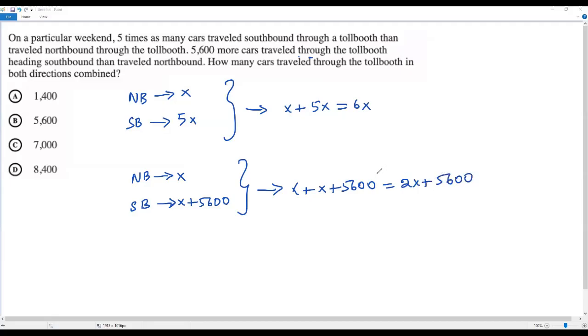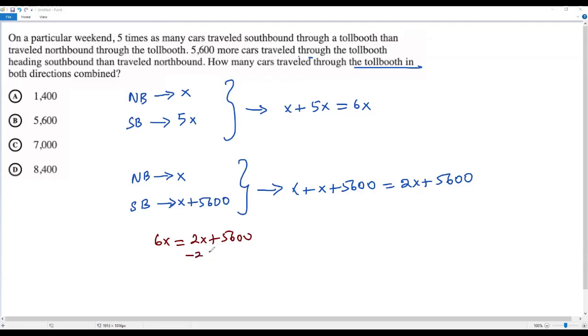Okay, from the first piece of information, the total number of cars traveled through the toll booth in both the directions combined is 6x. From the second piece of information, we get the same quantity, that is the number of cars traveled through the toll booth in both the directions combined is 2x + 5,600. So both these two quantities represent the same stuff. Since both these quantities represent the same stuff, we can equate them and solve for x. Okay, now let me do it. So 6x equals 2x + 5,600.